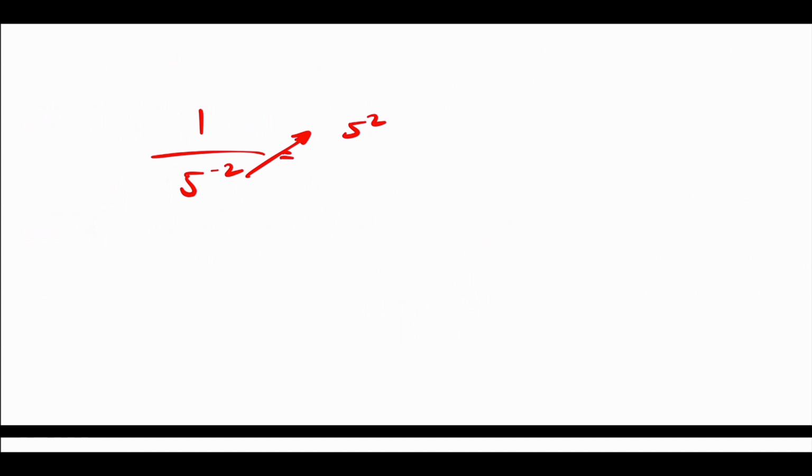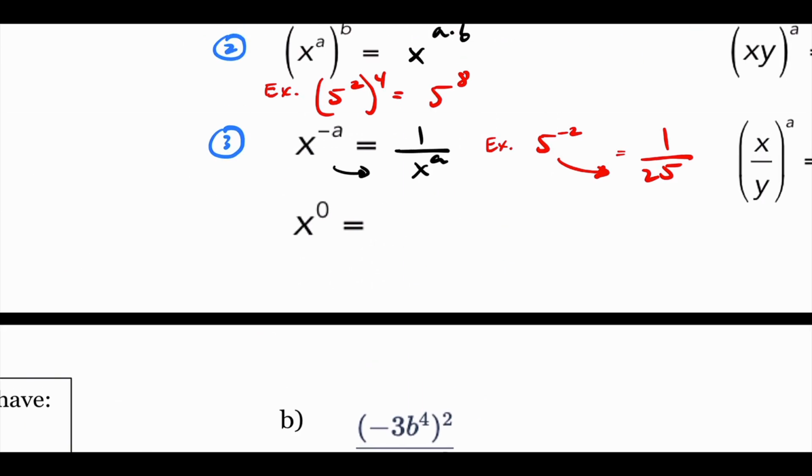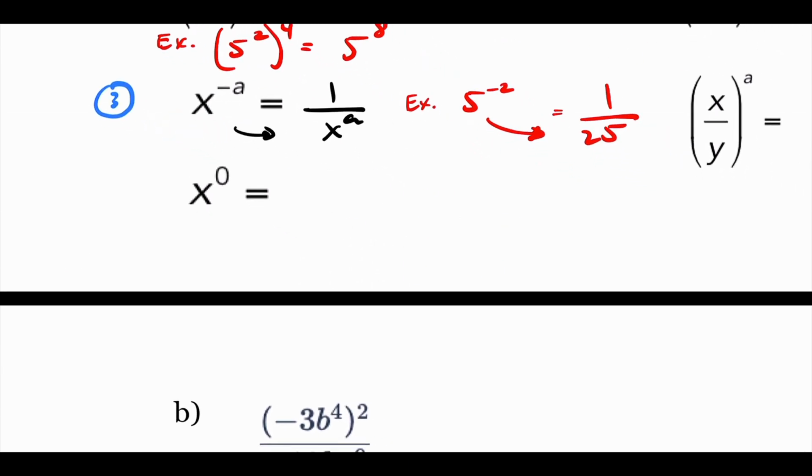Okay, rule number 4. Anything to the 0 power is 1. It doesn't matter if it's a letter or a number, doesn't matter. If you see a 0 power, change it to 1. Not 0, 1. Okay, that's rule number 4.